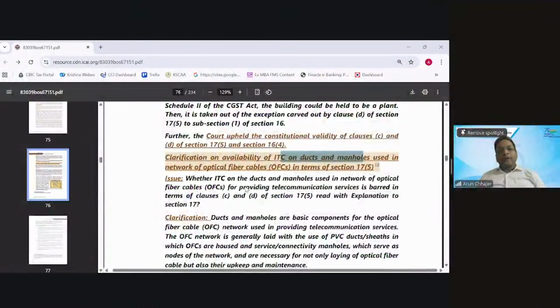Network of optical fiber cables in terms of 17.5. ITC on the duct and manholes used in the network of the optical fiber cable for providing the telecommunication tower is barred by 17.5 C and D. Read with the explanation to section 17. So first let us read that explanation.